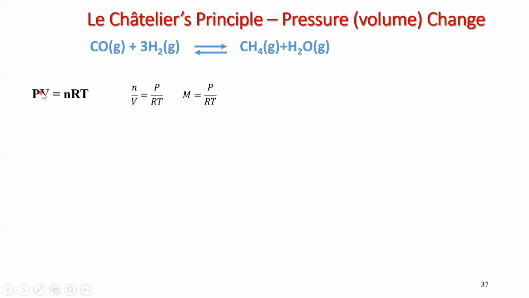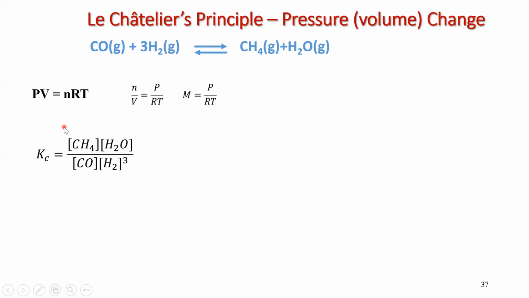If we divide both sides by V, and then divide both sides by RT, we get a new variation of the equation, where we have n over V equals P over RT. And n over V is moles per liter, which is really molarity. So when we look at this, volume and pressure are inversely proportional.